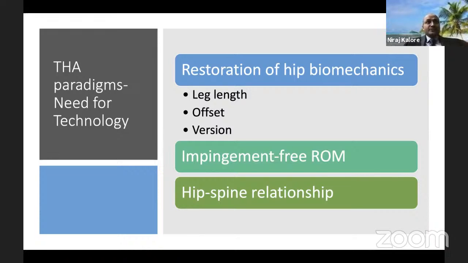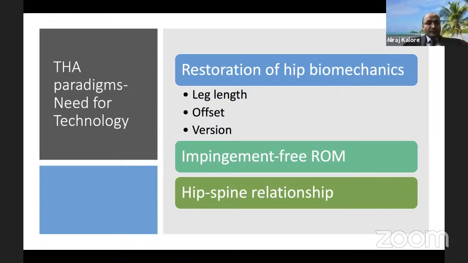It is easier to get an assessment of leg length when you're in supine position, like you're doing an anterior hip, compared to when you're in a lateral position. So that factor also comes into play. Similarly, offset restoration is important for hip stability. The next one is version, which is very important for hip stability. Out of the different measurements that we can manually make, version is the hardest to assess by the human eye, and that's where the maximum errors happen.